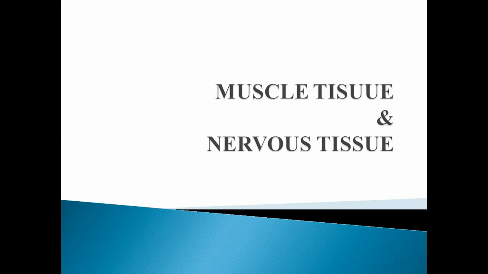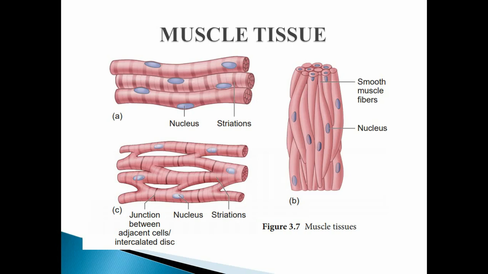My dear student, today we are going to discuss muscle tissue and nervous tissue. Muscle tissue makes up the muscles of our body. Muscles contract and relax, and thus help the body and its parts to move and in locomotion.